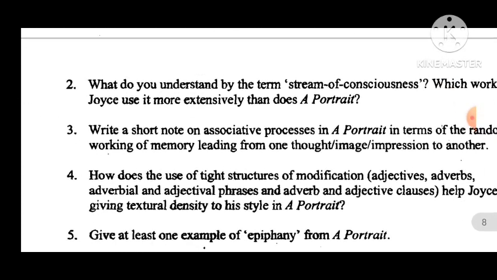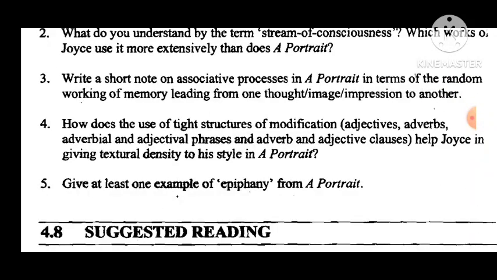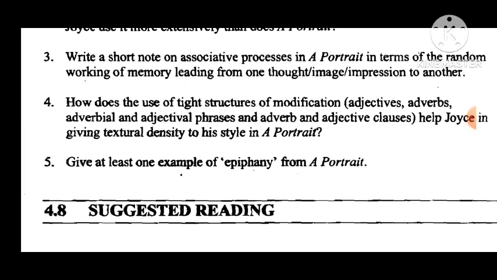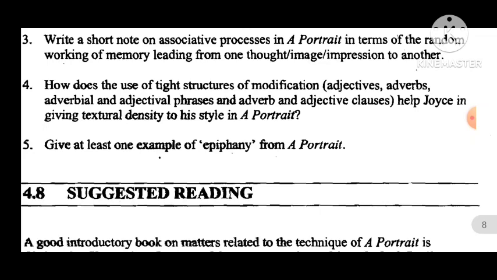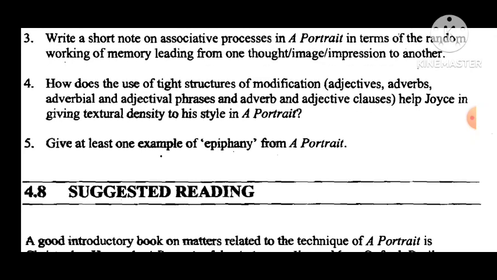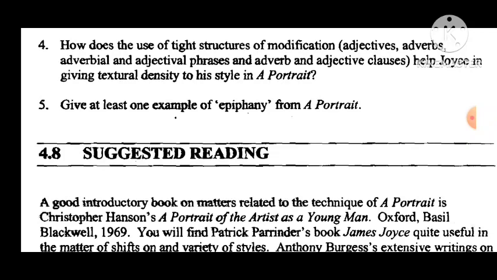What do you understand by the term stream of consciousness? Write a short note on associative processes in A Portrait in terms of random working memory leading from one thought or impression to another. How does the use of tight structures of modification help Joyce in giving textual density to his style in A Portrait? Give at least one example of epiphany from A Portrait.